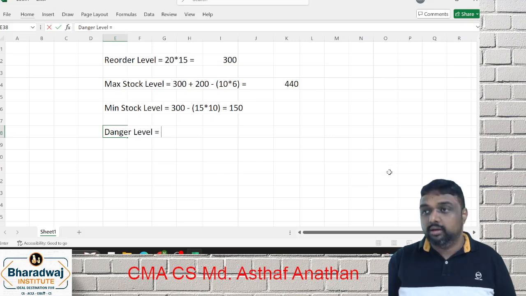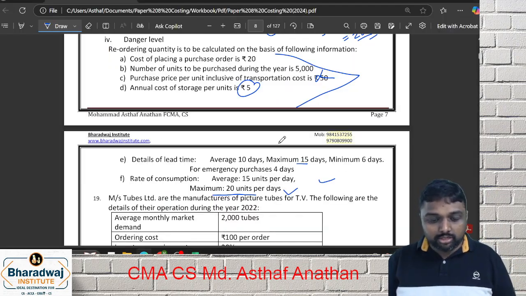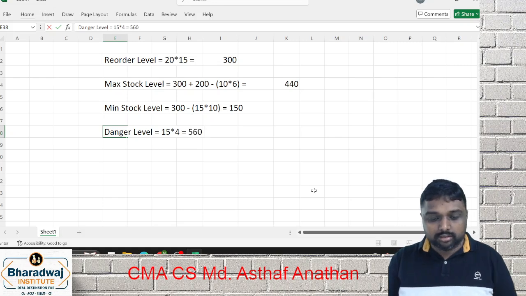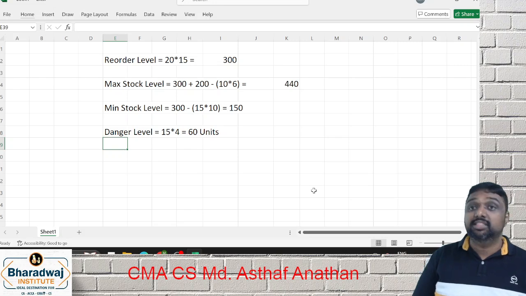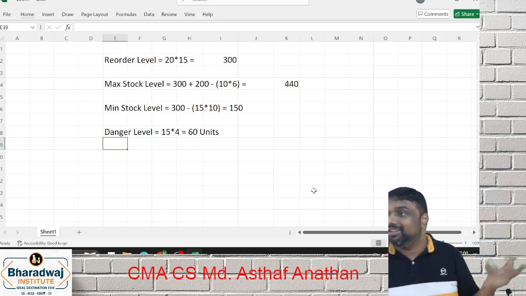Then last they are asking danger level. What is the danger level formula? They said your lead time for emergency is 4. Average consumption is 15. 15 into 4, you will get 60. You have to put units or kg, whatever. It is a standard essay model question.